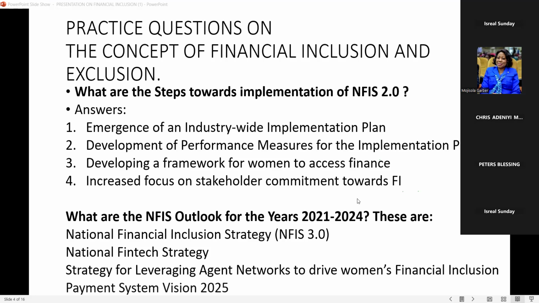So these are the steps that are being taken majorly by the central bank, which is the anchor, which is the leader, which is the arrowhead in deepening financial inclusion. All the banks too, all the commercial banks, they are also part of the stakeholders.